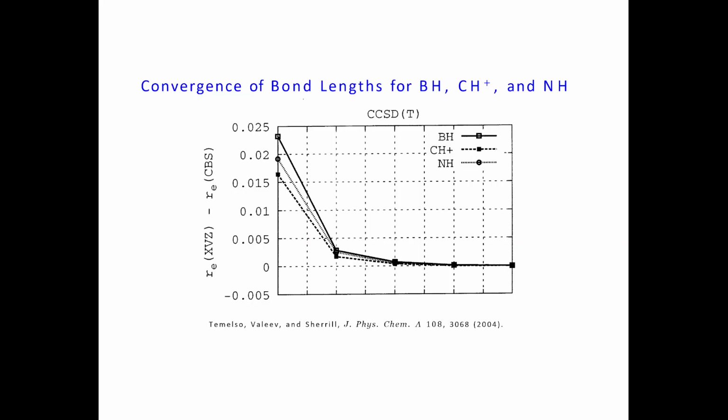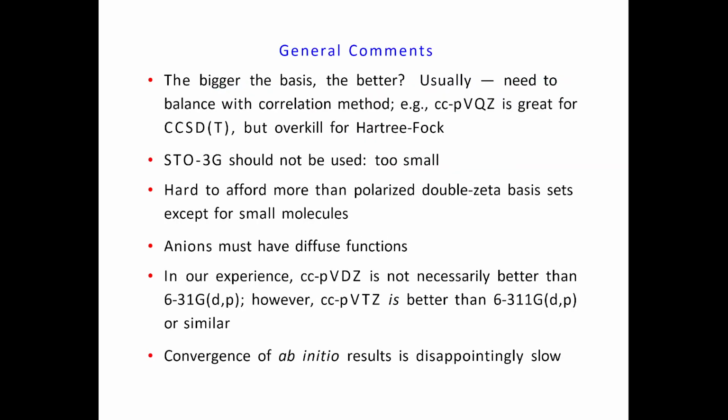So this is the convergence of bond lengths. So this is again the case that if you go to this 2 zeta, 3 zeta, 4 zeta level, okay, this actually converges with the complete basis set limit. So higher the basis set, you get the good numbers. Now, please look at this. The bigger the basis set, the better. Usually, need to balance with correlation method.